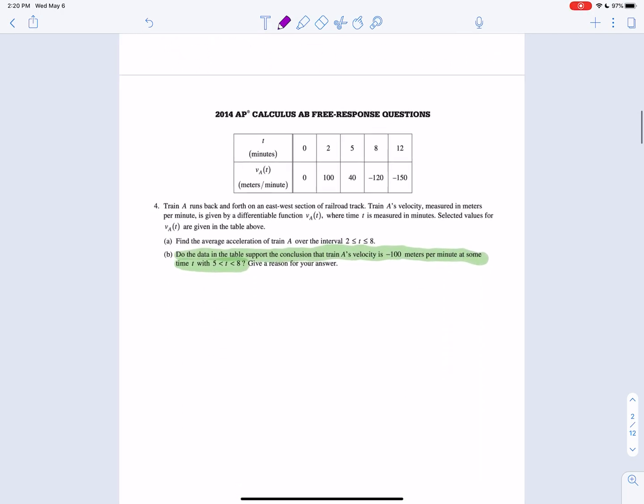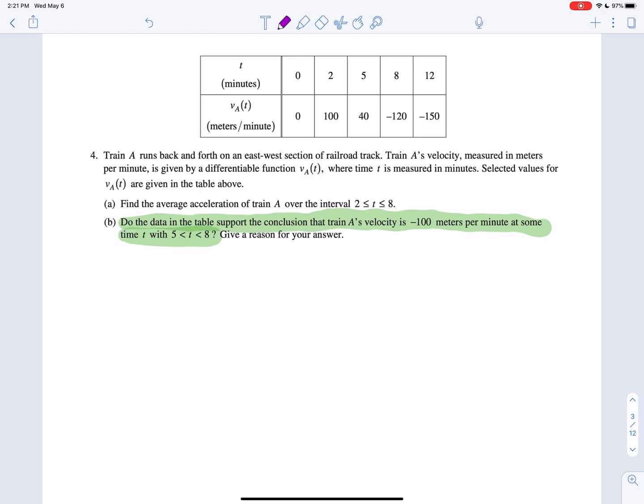Okay? Here's part B. So again, we want to see what they're asking for. They're asking for the velocity of train A. They're asking if it's possible for it to be negative 100. So this is what they're asking for. And this is what they're giving you. If you notice, what they're asking for and what they're giving you is exactly the same. So if it's exactly the same, you're going to lean towards IVT.